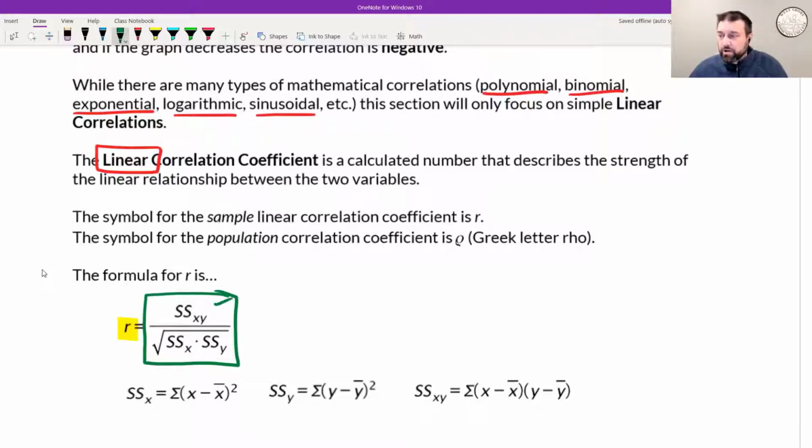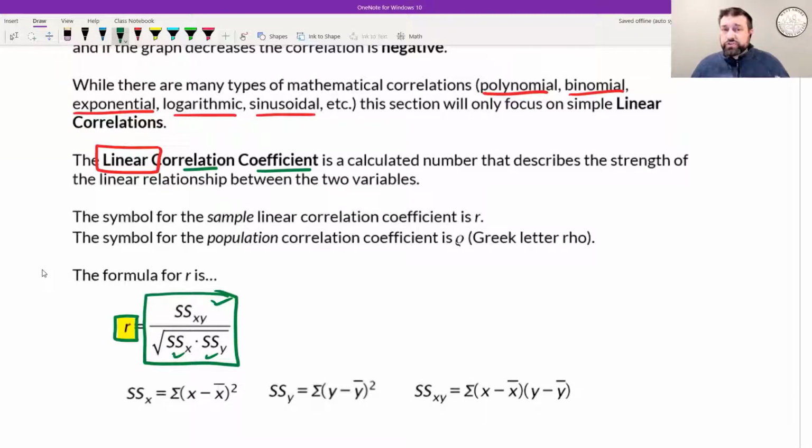So you take SSXY, which is the sum of the products of the residuals, and you divide that by the square root of SSX and SSY. These are three things that we've seen before: SSXY, SSX, and SSY. So you take those numbers from that table, which we're going to do in about 30 seconds, plug them into this, and that will create R. That is what's called your correlation coefficient.